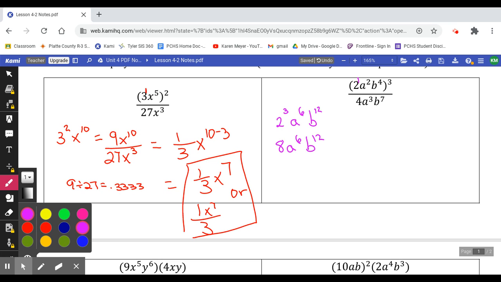And if you're not sure how I got 2 to the 3rd, remember on your calculator, type in 2, hit what looks like a little roof of a house, the caret key is what we call it, and then 3. And that would be over 4, a to the 3rd, b to the 7th. 8 divided by 4 is 2. Subtract your exponents. So we're looking at the final answer to be 2a to the 3rd and b to the 5th.